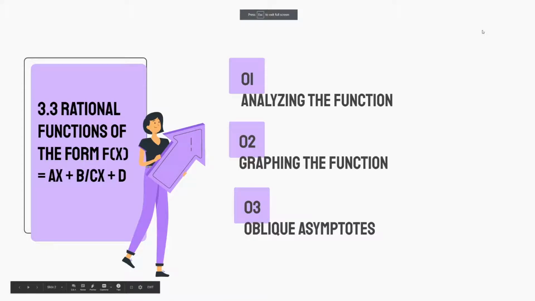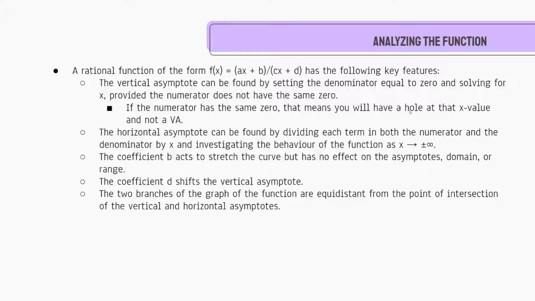So let's do that. The new type of function we're learning has the following form. f of x is equal to ax plus b in the numerator divided by cx plus d in the denominator. Again, we'll be following the exact same steps we did in the last two chapters. We will first be analyzing the function, then learning how to graph it. However, this form has a special case, which we will be discussing last. So up first, of course, let's analyze the function.